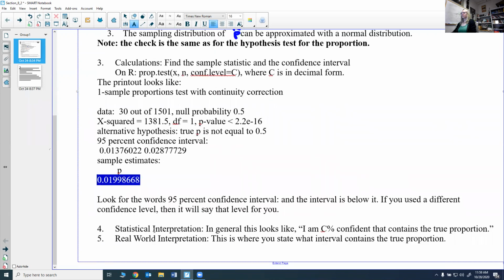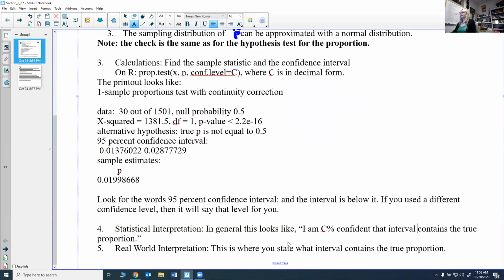All right. Your statistical interpretation is, in general, I'm 95%, in this case it was 95%, confident that it contains the true proportion. Again, it's not that the true proportion is in that interval, it's that my interval contains that true proportion. So 95% confident, or whatever percent confident, that my interval contains the true proportion. And then the real world is where you state what that interval is, and then your estimate of what it is. So let's go ahead and do an example of this.